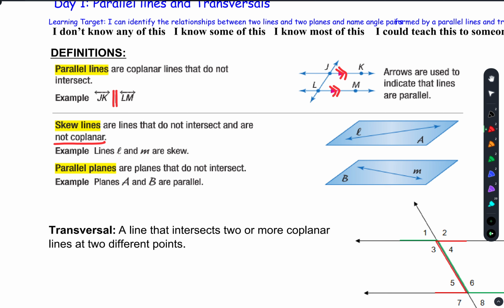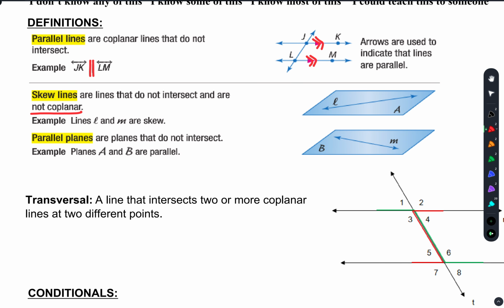And then last definition for this part is parallel planes. Just like parallel lines, parallel planes do not intersect each other. They're like floating above each other like this, right? So they don't touch each other. Any questions on those three?